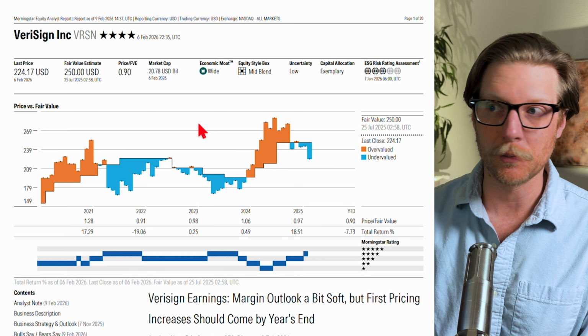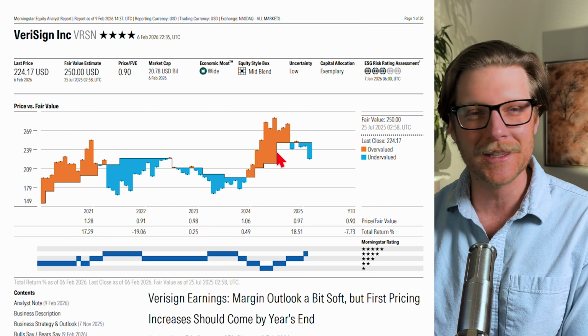The number one place that I like to look to get this information is the Morningstar Equity Analyst Report. I love these reports because they also break down the company, the future prospects of the company, whether or not they have an economic moat, their fair value profit drivers. All of these things are contained in one report, and it just makes the research process very fast and easy and efficient. So first things first, what does this company do?